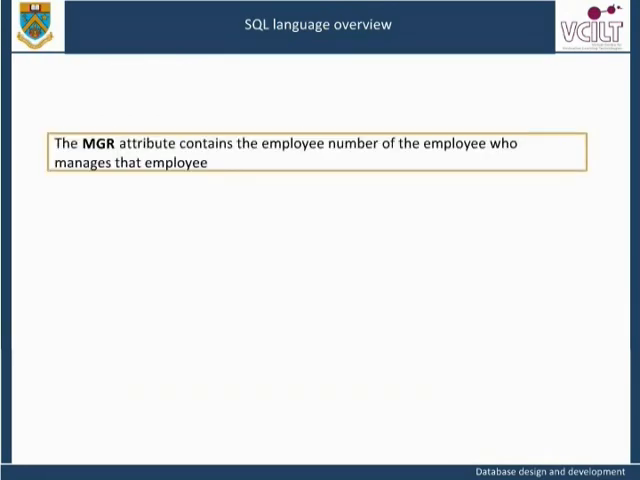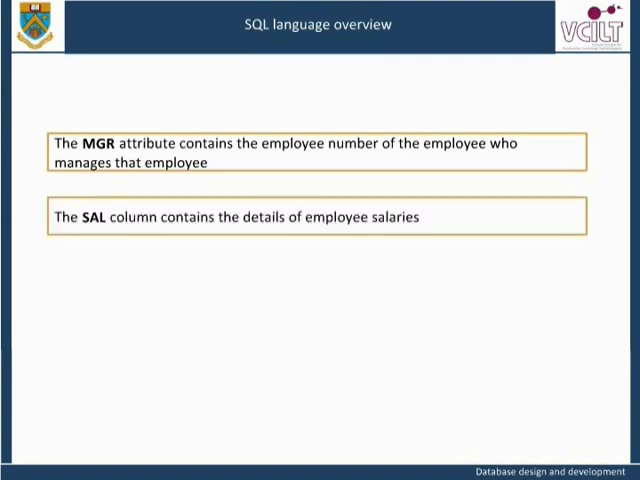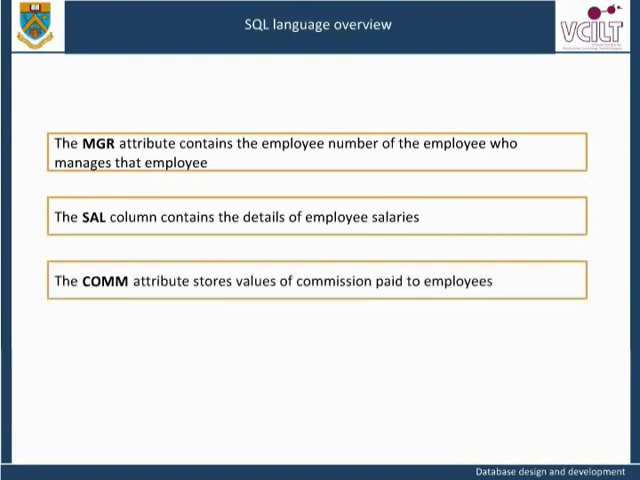The MGR attribute contains the employee number of the employee who manages that employee. If the employee has no manager, then the MGR column for that employee is left set to null. The salary column contains the details of employee salaries. The commission attribute stores values of commission paid to employees. Not all employees receive commission, in which case the commission field is set to null.